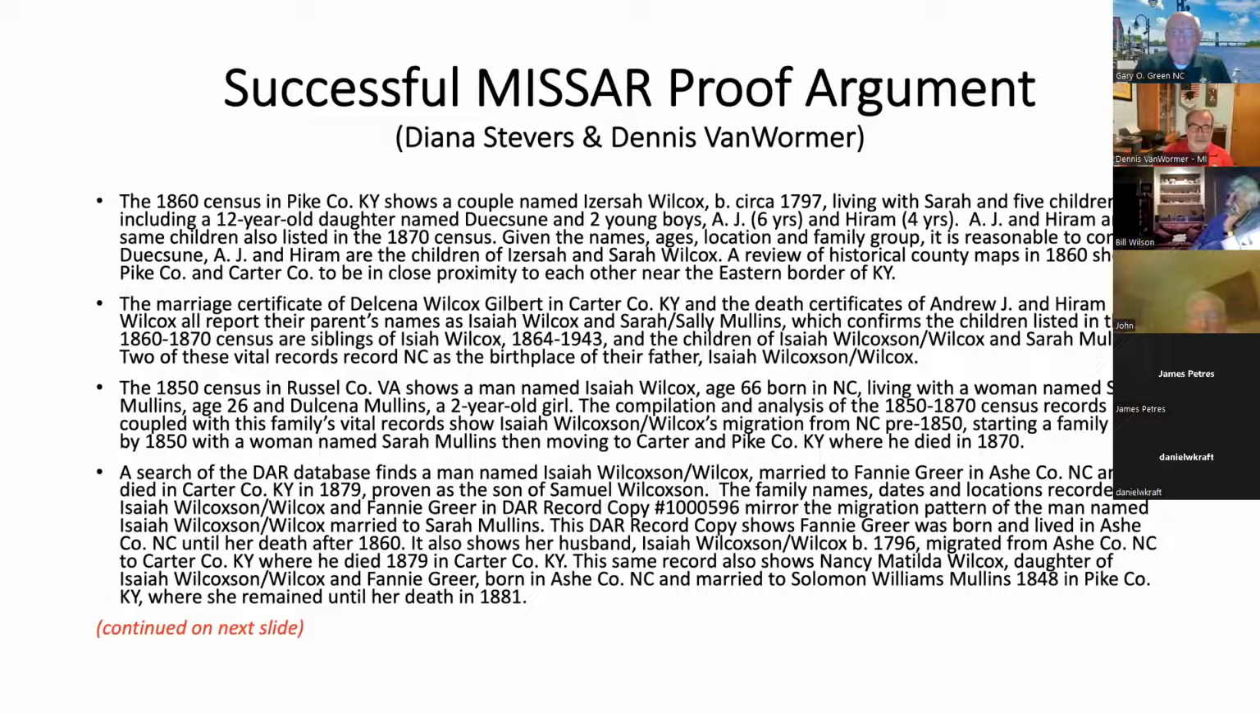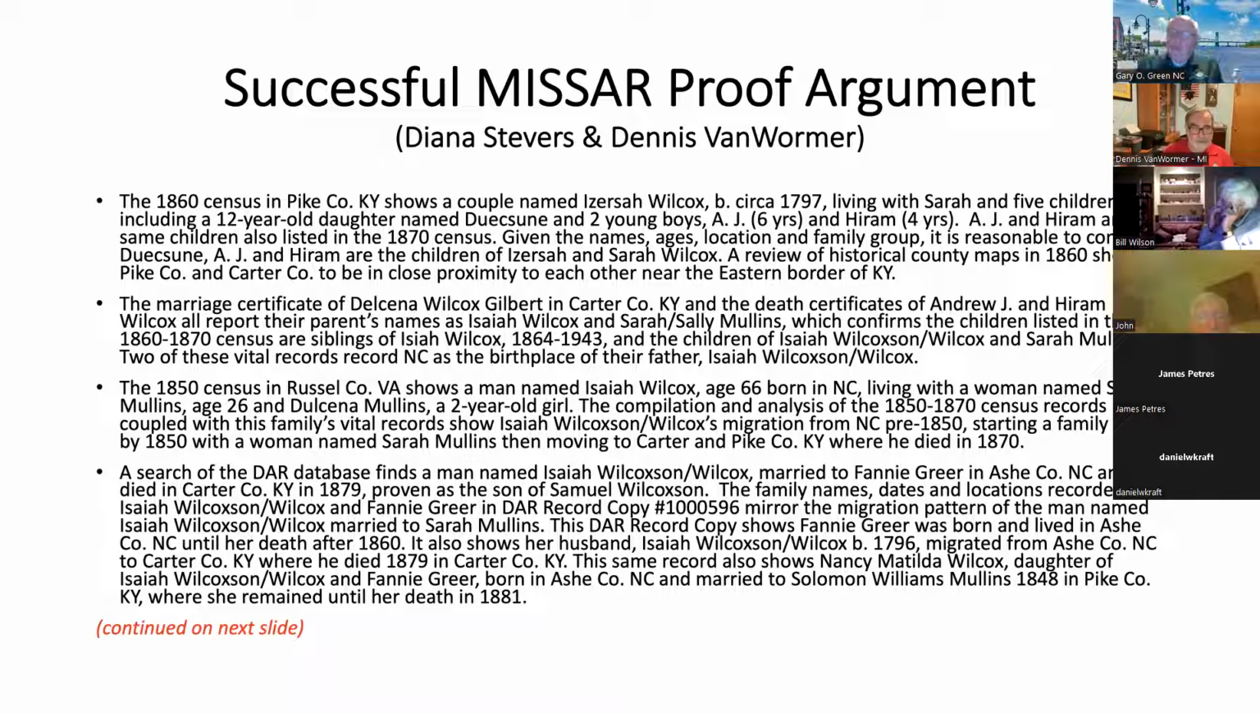okay, how do we tie him to the first family, which is the bottom bullet here. He was married to Fanny Greer, his first wife in North Carolina, proven son of the Patriot, and again, had a bunch of stuff. Near the bottom, it says their daughter was Nancy Matilda Wilcox, daughter of Isaiah and Fanny Greer. She was born in North Carolina and married a guy by the name of Solomon Mullins, which was a little more of a confusion because there was this other Mullins.